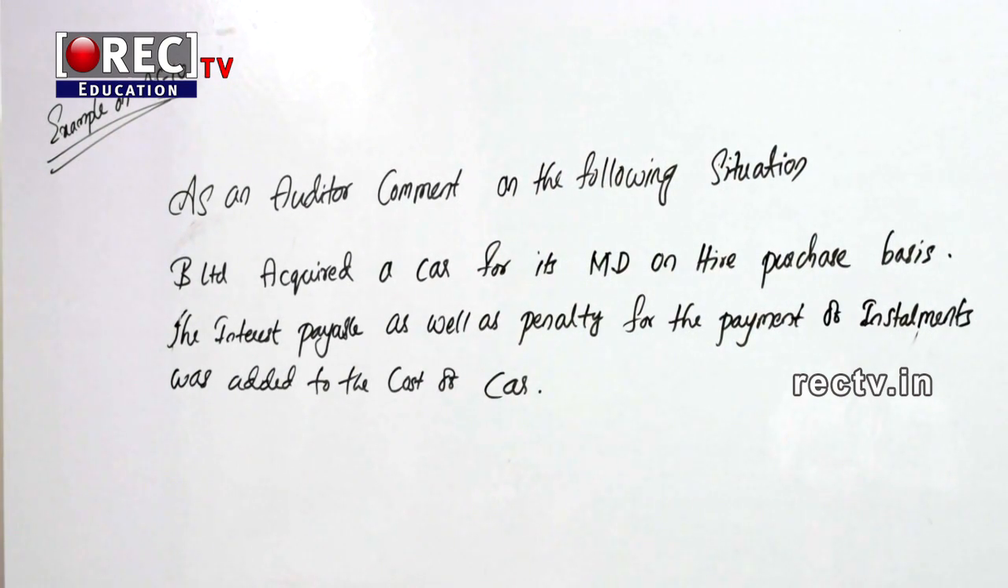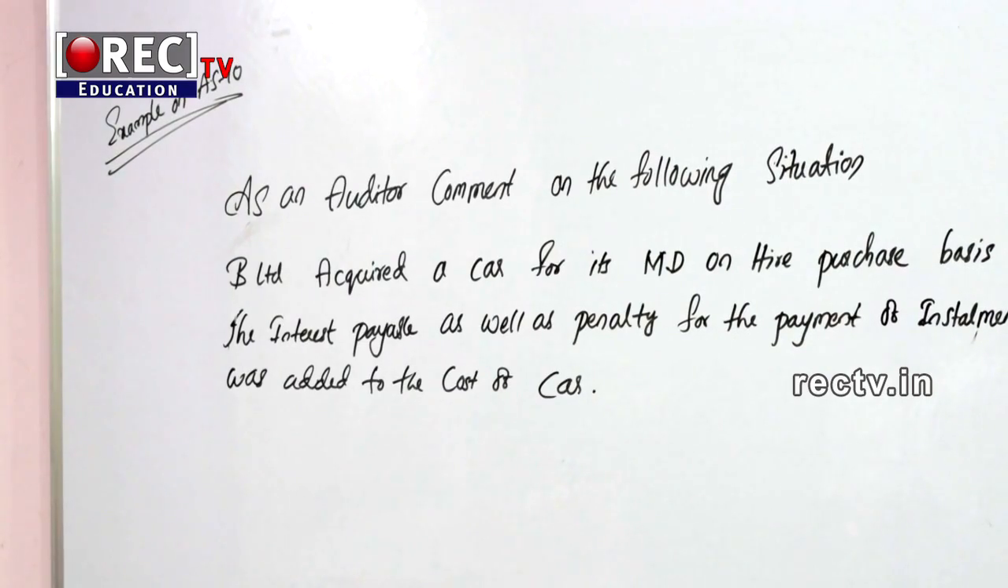As an auditor, comment on the following situation. B Limited acquired a car for its MD on hire purchase basis. The interest payable as well as penalty for the payment of installment was added to the cost of car. So the penalty and interest on installment payable does not form part of the cost of the car, therefore should not be added to the cost of car, and the treatment of cost and the outstanding installment is correct as per AS 10. Only the penalty and interest treatment is wrong as per AS 10. It should not be added to the cost of car. With this we have completed AS 10.